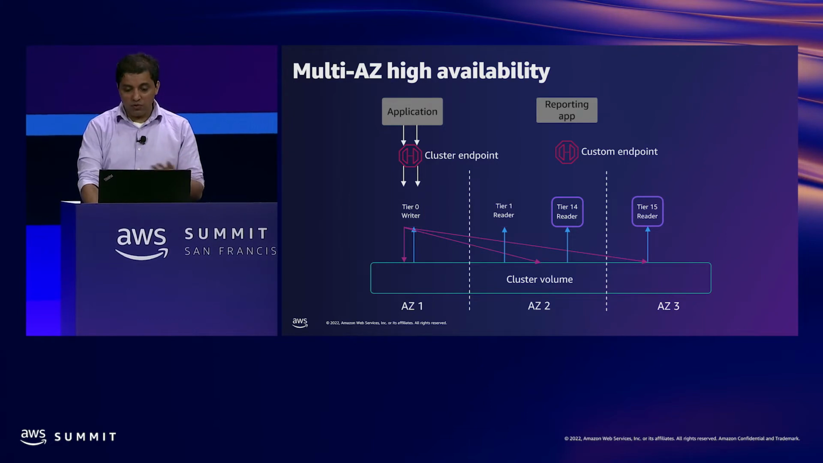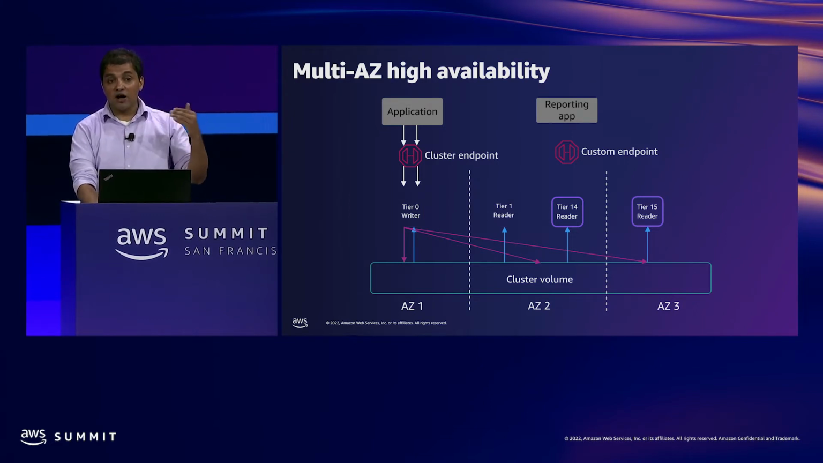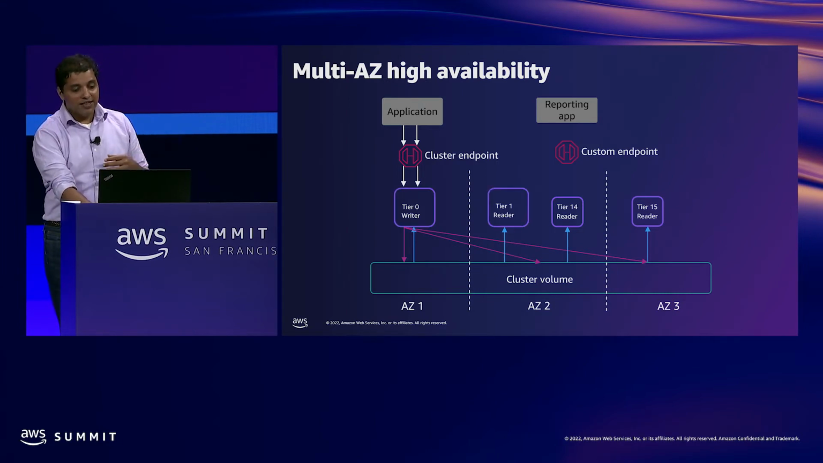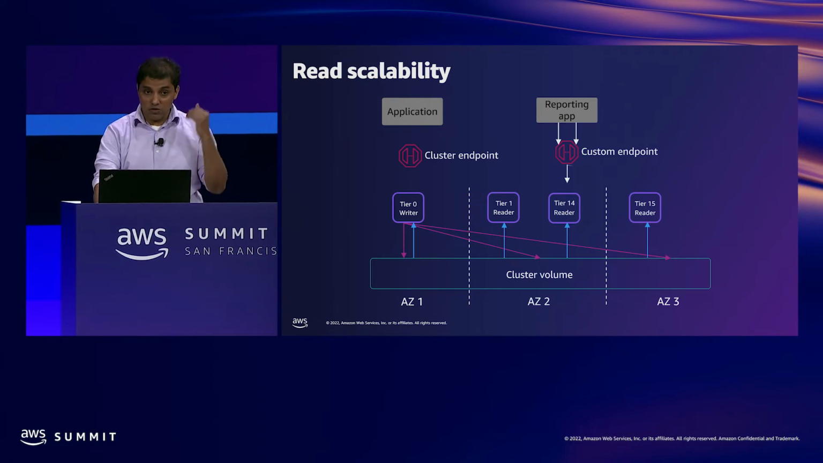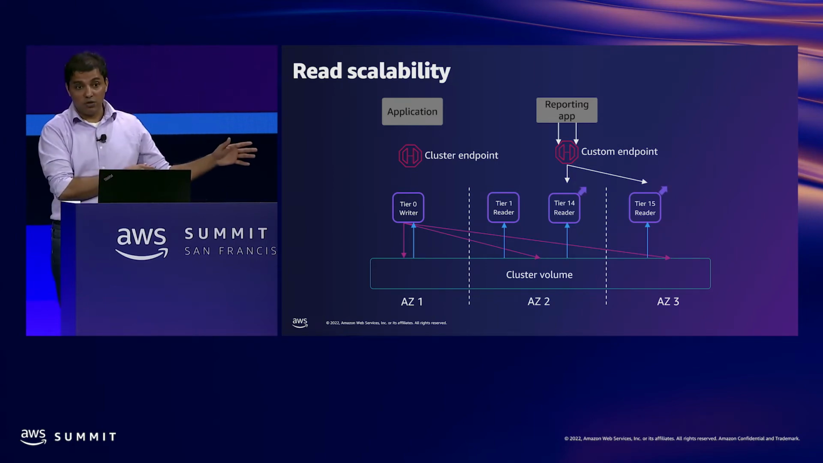How is it going to work with the higher tier? Anything higher than 1. In this case, I have 2, which are 14 and 15. The way it'll work is, let's say you have a reporting app which is talking to a custom endpoint, which is talking in round robin to both 14 and 15. Now they will scale independently of what's happening on the writer, right?